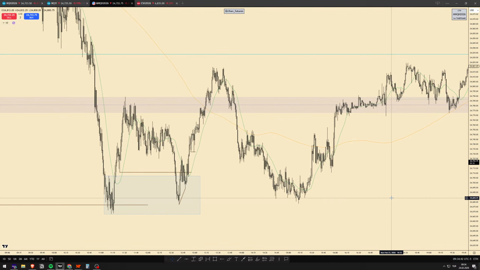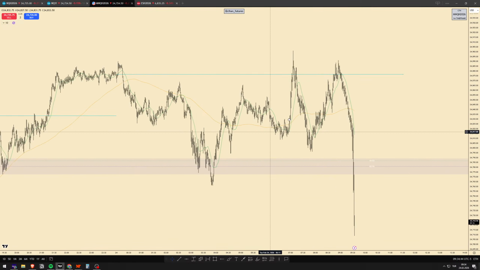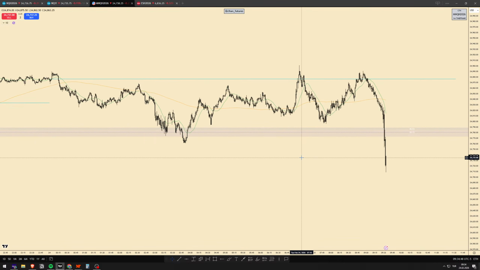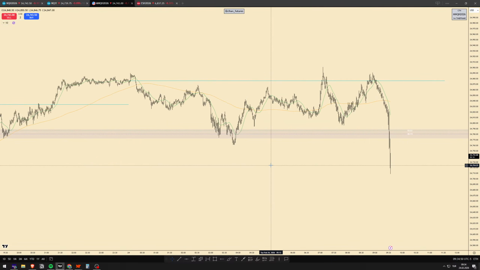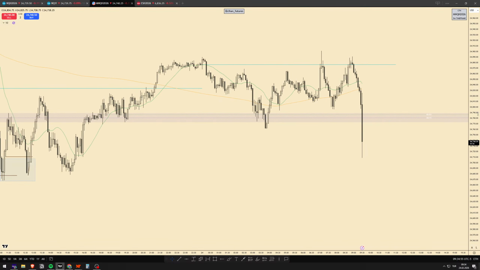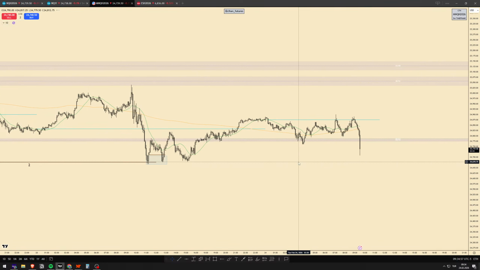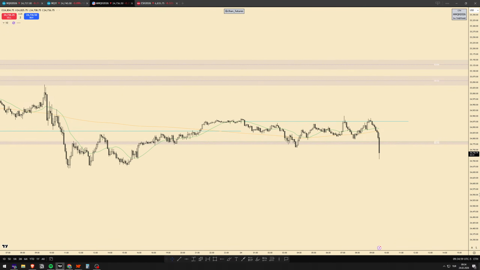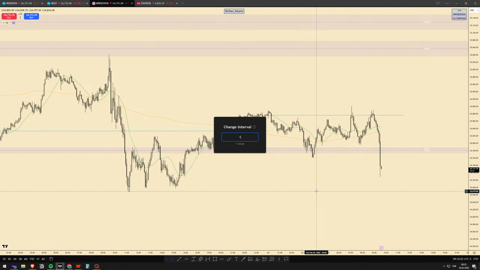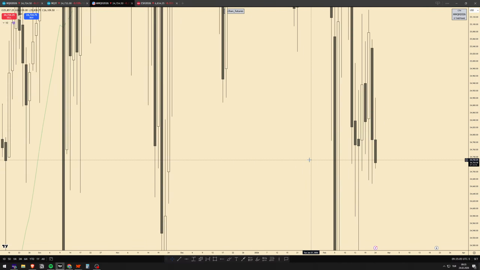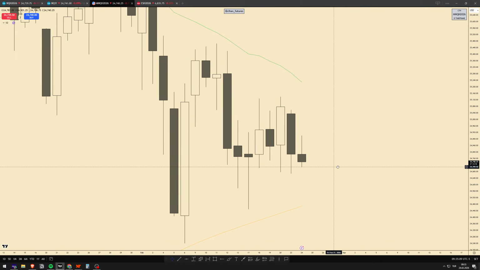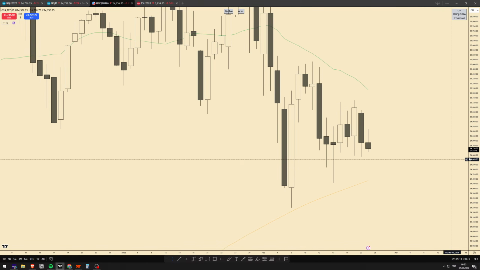Now let's get back to price and see if it gives us some nice setups. Okay. I want to remove drawings first, and then I want to zoom out a little bit. I just opened my chart, alright?